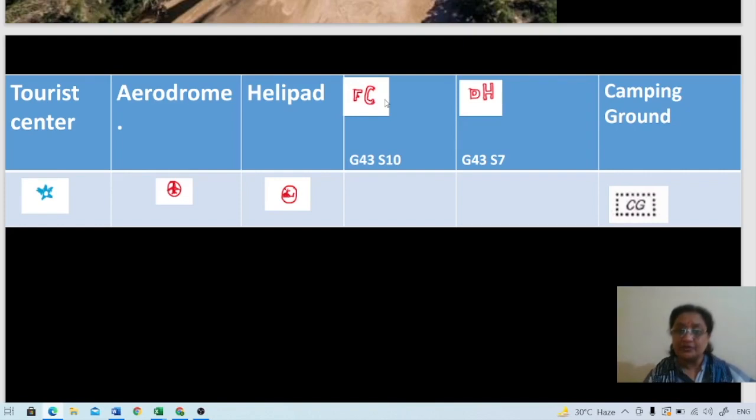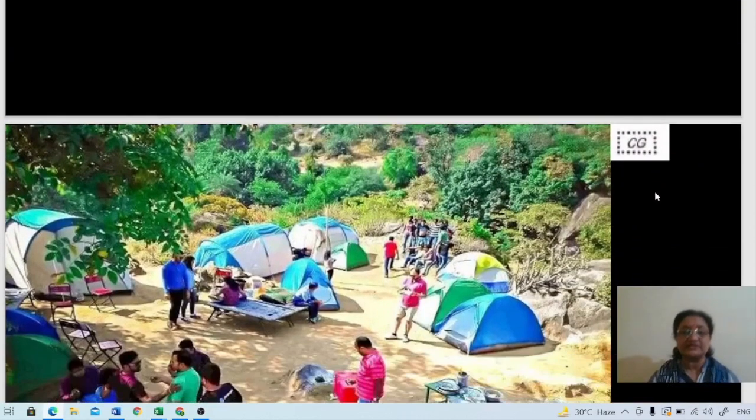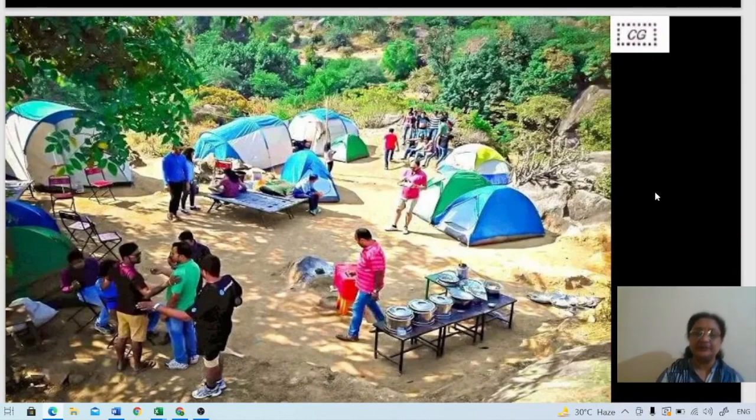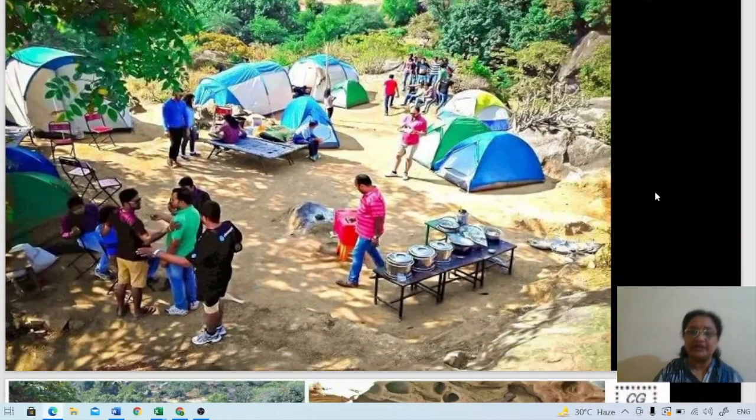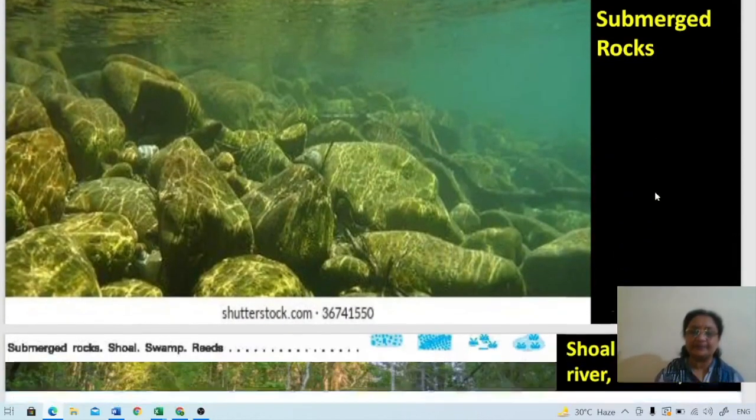Okay, clear? And this is one camping ground. This is how it is shown, right? This is the camping ground. You can see the thing, what is it, right? Now come to the next one.